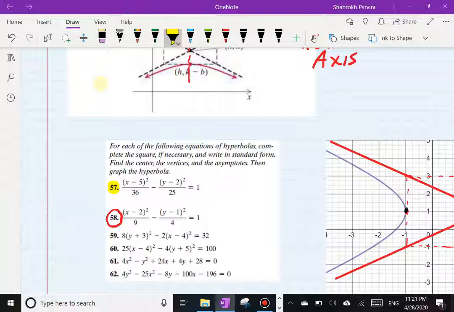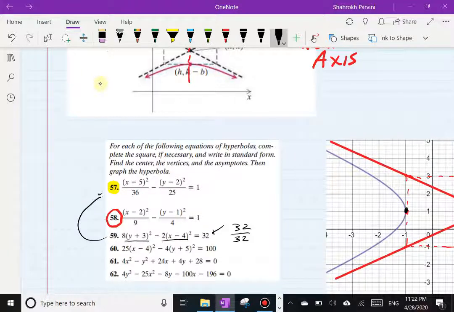If you want to do, by the way, any one of these other ones, 59 through 62, what you need to do in the case of, for example, number 59, because we need to have 1 on this side, see that is 32, so divide everything by 32, this one, and this one, and then you get something that looks like 57. Same thing with number 60, divide by 100, divide by 100, divide by 100 this time, and you get something that's similar to this one.